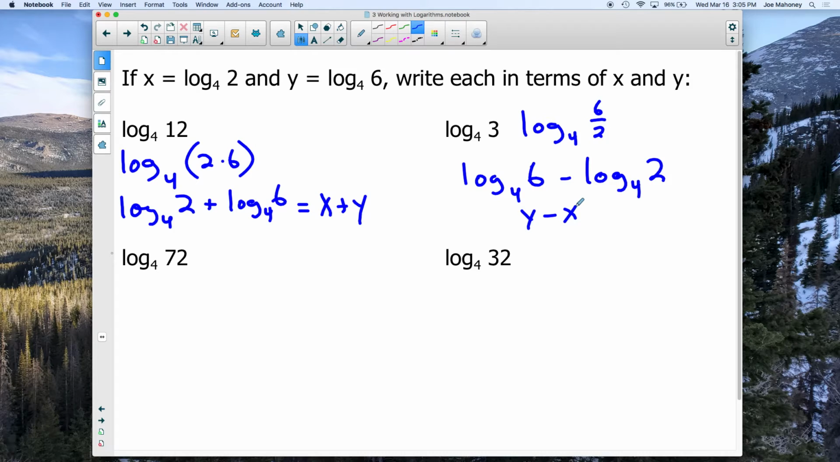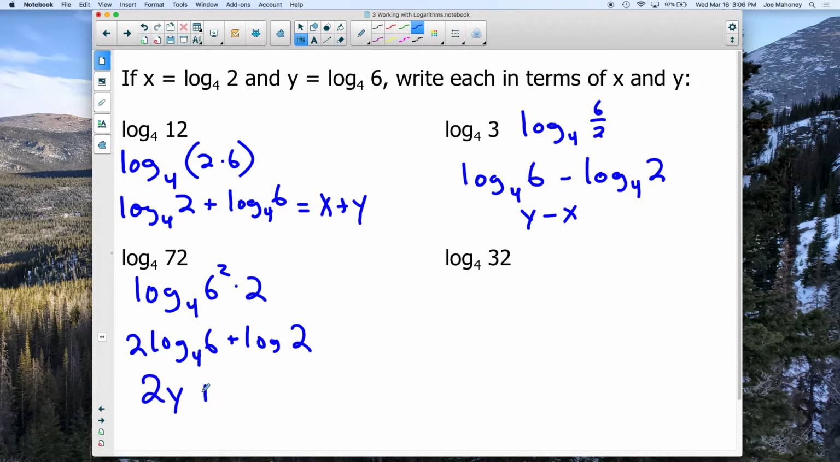How do we rewrite 72 using 2's and 6's? Well, let's see. 2 times 6 is 12. 12 times 6 is 72. So I can write this then as the log of 6 squared times 2. Nice. So then if I expand it using my addition and my power rule, I'm going to get 2 log 6 plus log 2. So this is going to simplify down to 2y plus x.